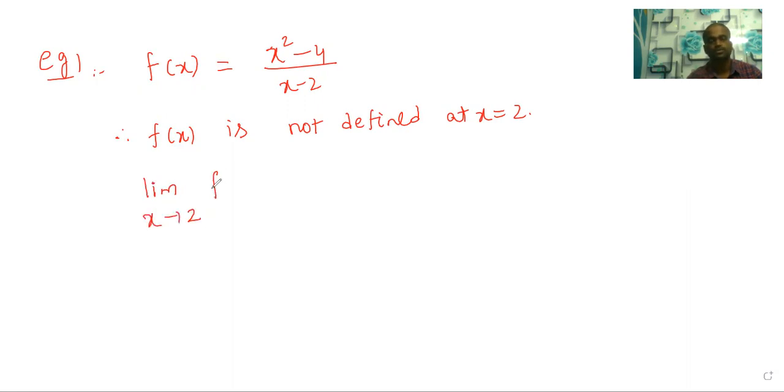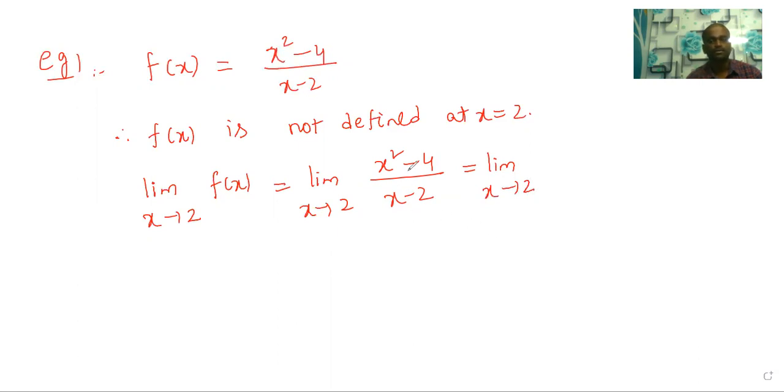So the limit as x extends to 2 of f of x. What is f of x? x squared minus 4 divided by x minus 2. If we apply the limit directly, what will we get? 2 squared is 4, 4 minus 4 is 0, divided by 2 minus 2, which is 0. So it is a 0 by 0 form, so we can't apply the limit directly. We have to think of an alternative method.